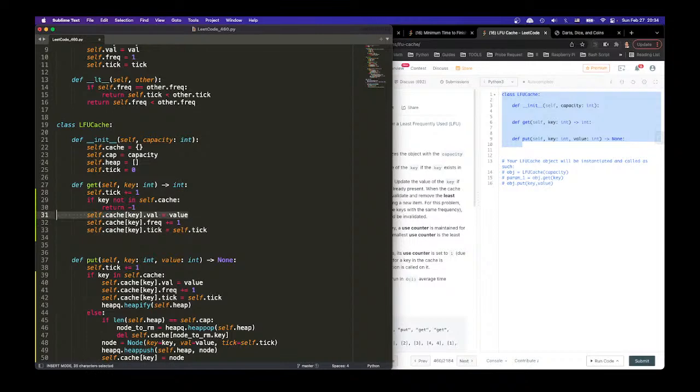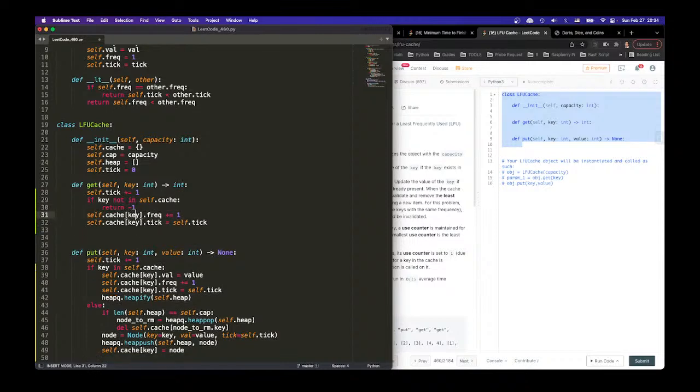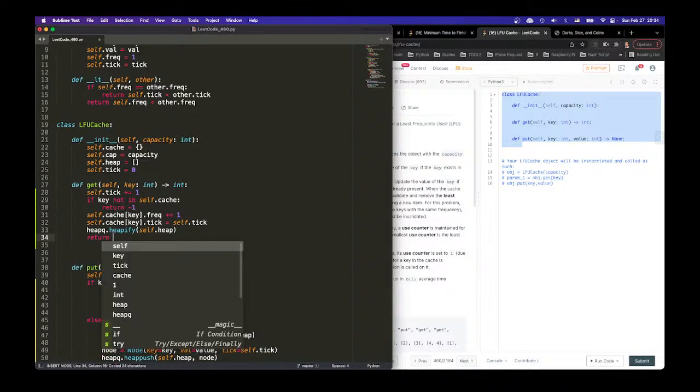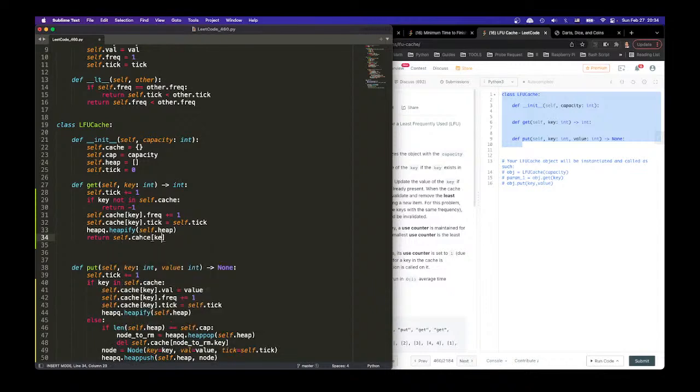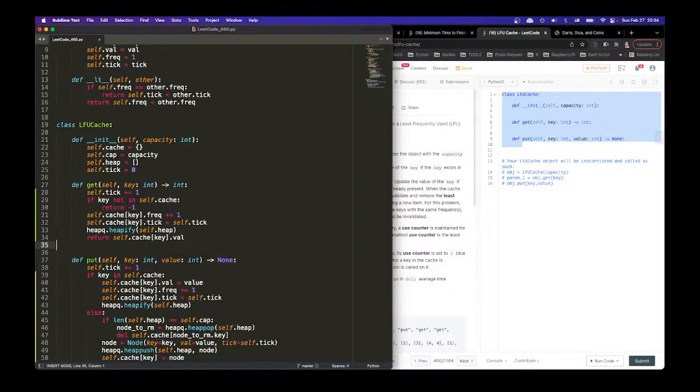Alright, so we don't have to update value, but we have to update frequency. Do we have to update a tick? Yes, because it's used. Every time you use, frequency changes and your tick changes. So we do all these, but then we have to reorder. We have to do this. No, not this. We have to do this. Yeah, this just means, and then we return self.cache key dot value. All right.